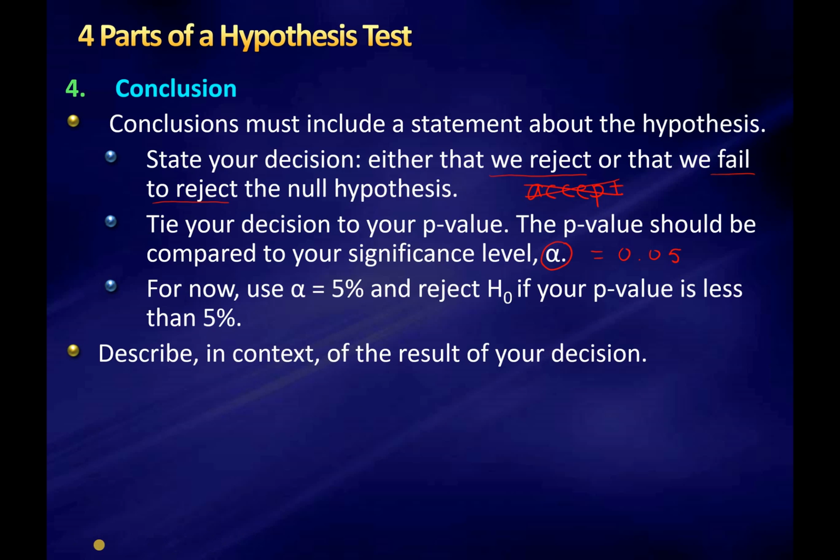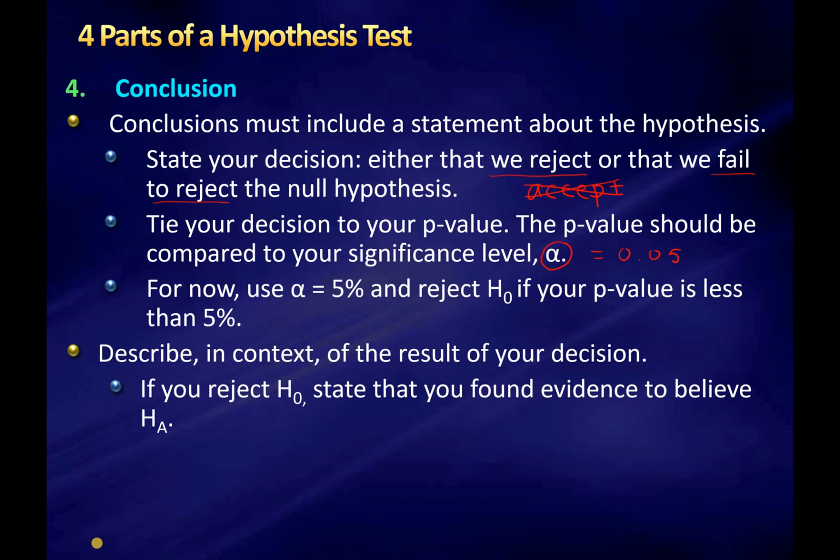And then we finally tie it all together with a description, a context-based decision. So we would say something like, with a p-value of 0.02 being less than alpha of 0.05, we reject the null. Our evidence does not support the conclusion that 20% of high school students take AP classes. So you always make a p-value and decision statement, reject or fail to reject, p-value tied to alpha. And then your next sentence is always about the context of the problem.